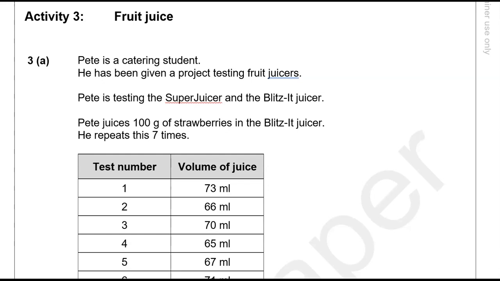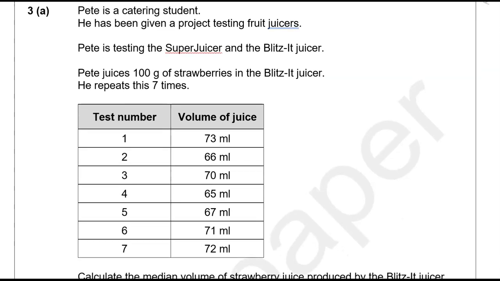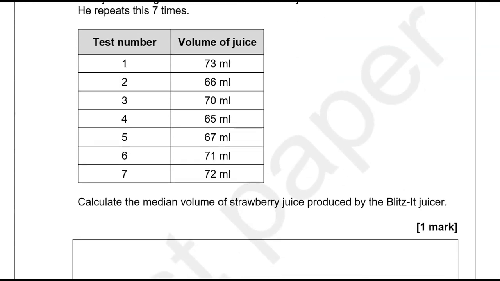Activity 3, fruit juice. Pete is a catering student. He has been given a project testing fruit juices. Pete is testing the super juicer and the blitzed juicer. Pete juices 100 grams of strawberries in the blitzed juicer. Repeat this 7 times. Calculate the median volume of strawberry juice produced by the blitzed juicer.